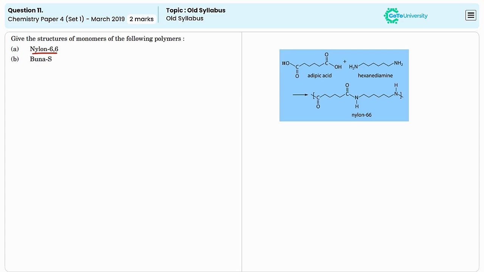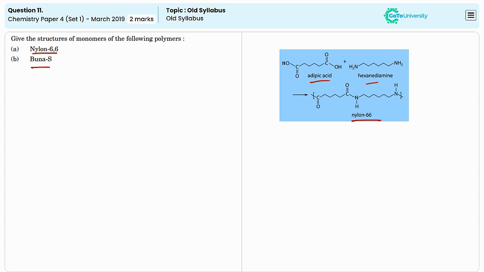Hexamethylene diamine is a type of diamine with 6 carbon atoms and the dicarboxylic acid is adipic acid. This adipic acid also contains 6 carbon atoms. The polymerization reaction involves the condensation of these two monomers, and they will produce nylon 66 by the elimination of a water molecule. This is a condensation polymer.